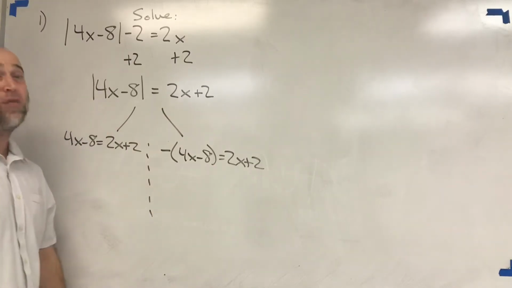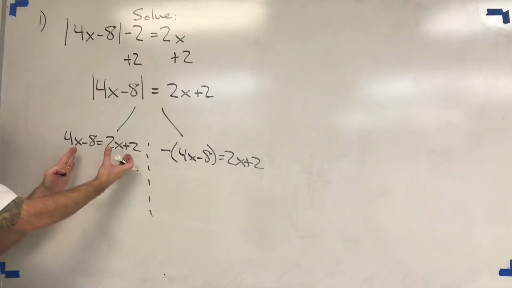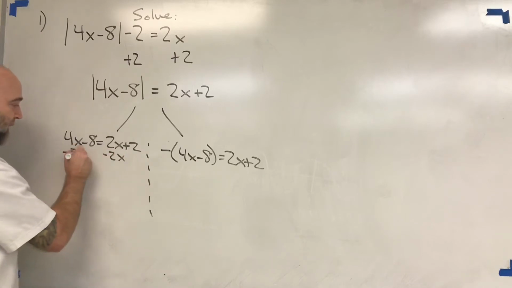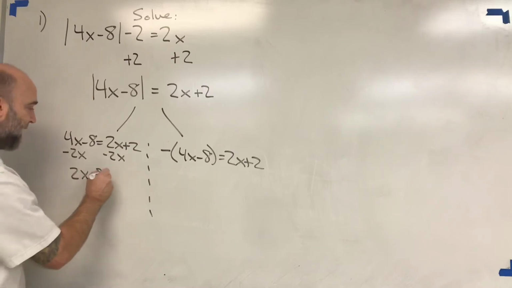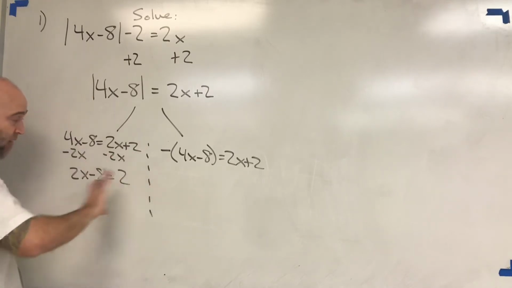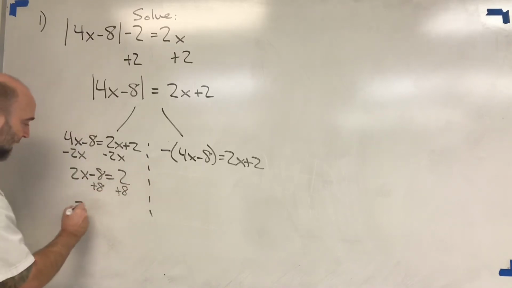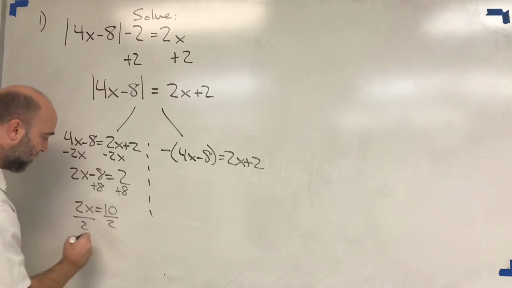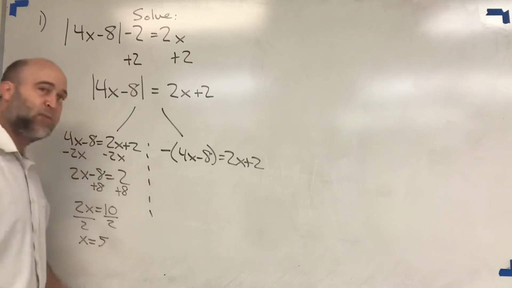Now we go ahead and solve it like we normally would. My strategy is I get, at least on this side, all the x's to one side first. So minus 2x, I like to keep my x positive if possible. 2x minus 8 equals 2. Then I'm moving everything to the other side, plus 8, and I get 2x equals 10. Divide by 2, x equals 5. This is one of the possible solutions.